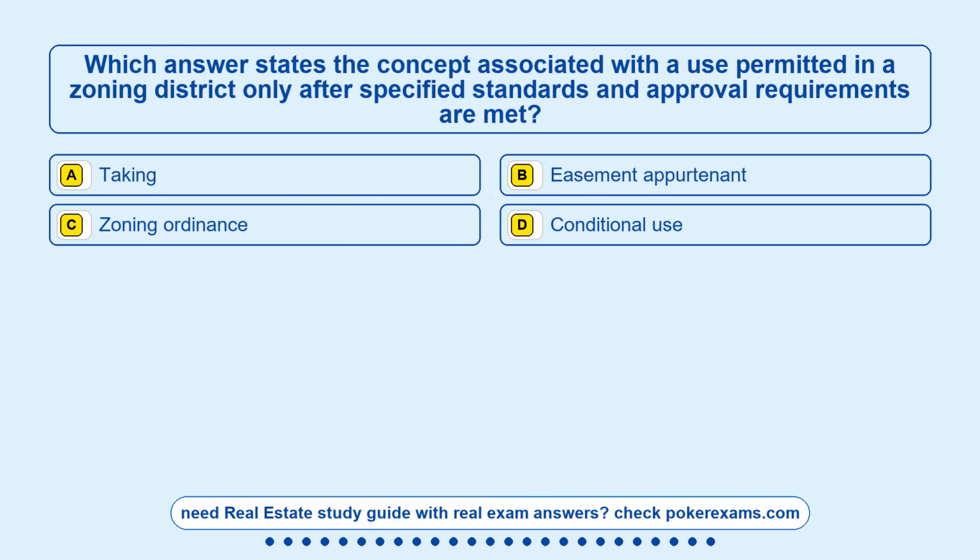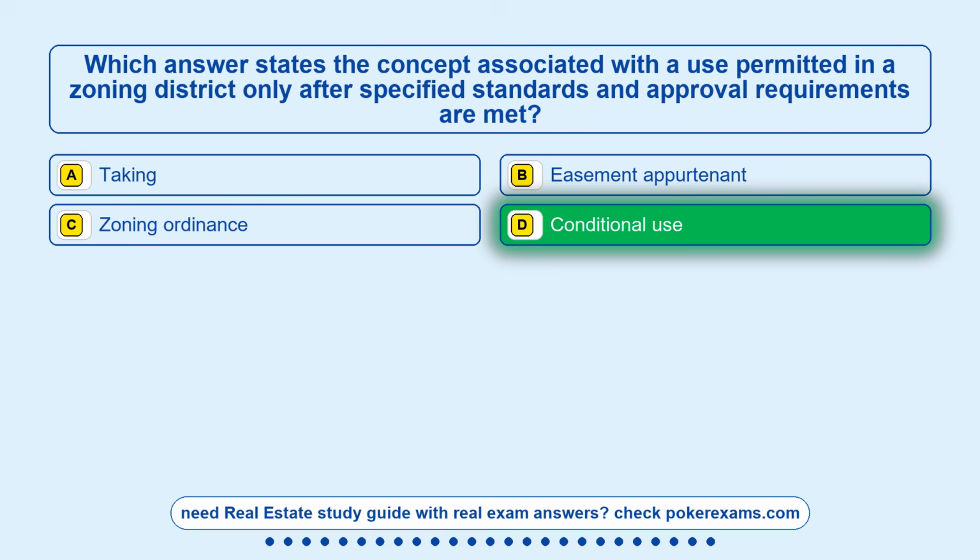Question 15. Which answer states the concept associated with a use permitted in a zoning district only after specified standards and approval requirements are met? Option A, taking. Option B, easement appurtenant. Option C, a zoning ordinance. Option D, conditional use. The correct answer is option D, conditional use.